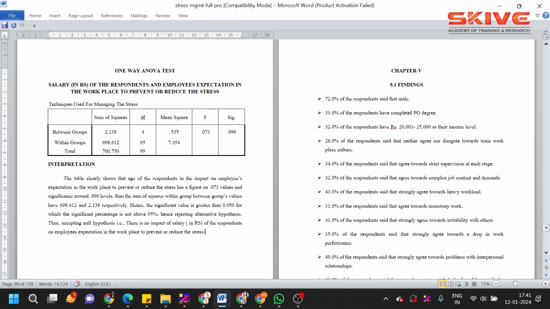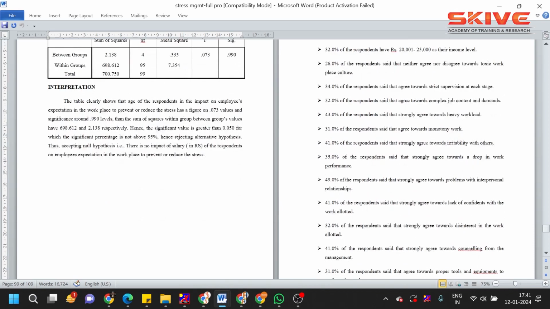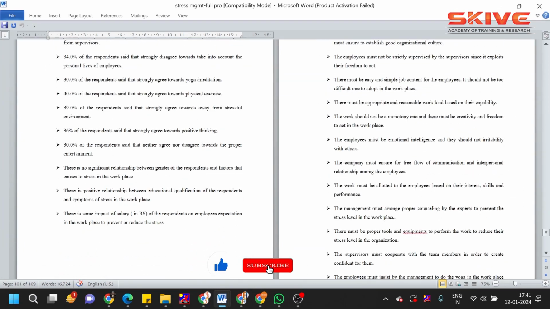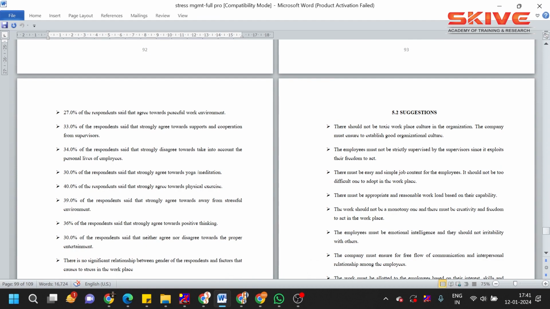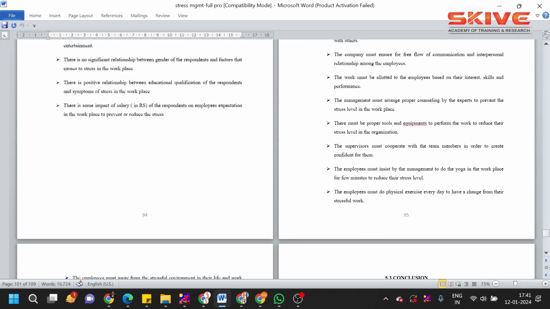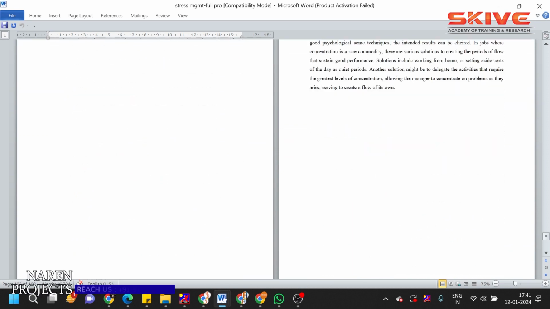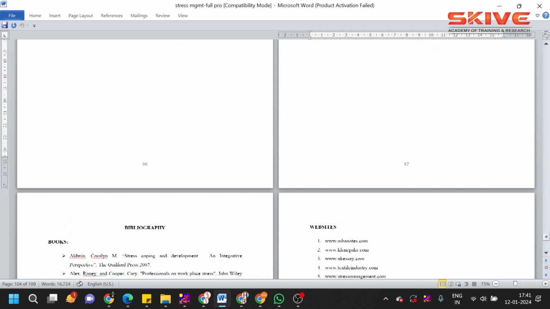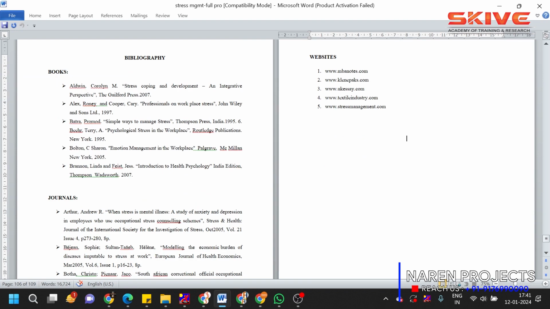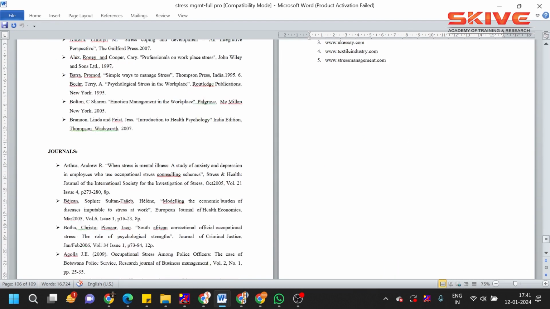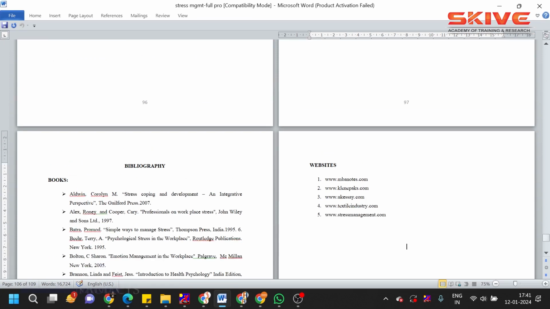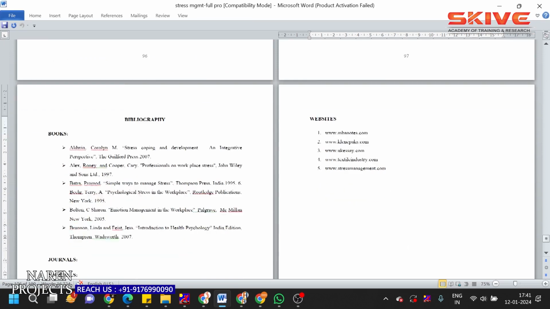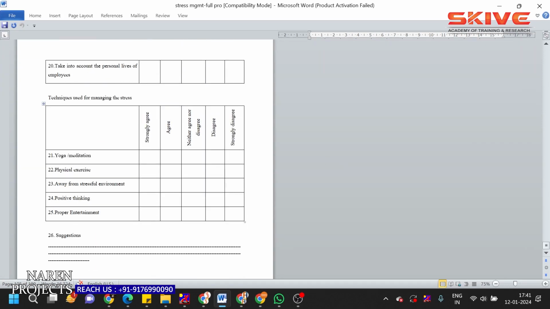Coming to the final chapter, the conclusion starts with the findings. The findings identify the problems inside the company, and based upon the problems, chapter 5.2 gives suggestions on what can and should be overcome. Based upon the complete survey, a statement of conclusion was given on the problems inside the company, and we need to give the proper solution to the employees to overcome the issue. Finally, the bibliography lists the books, journals, and websites referred to in completing this project.